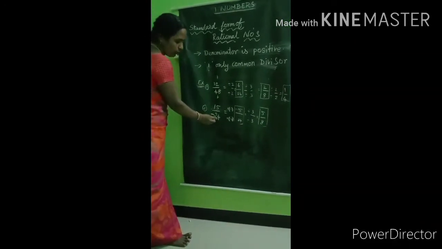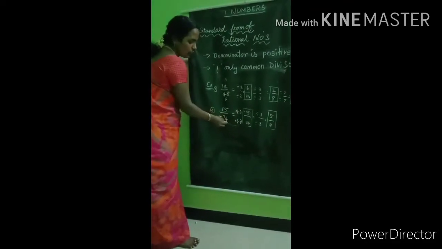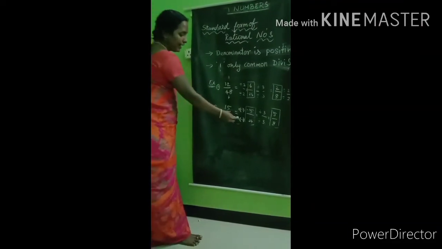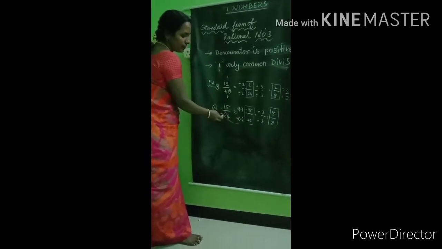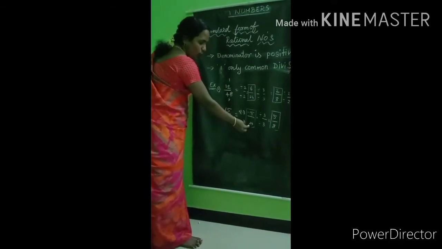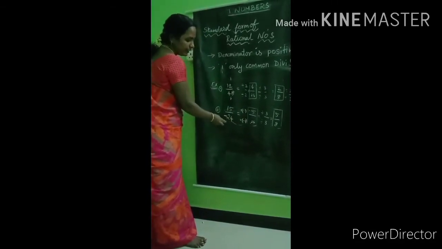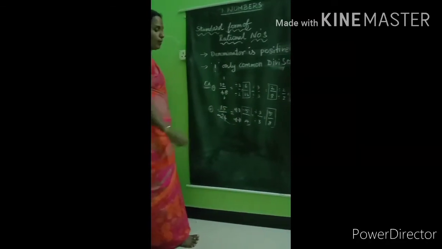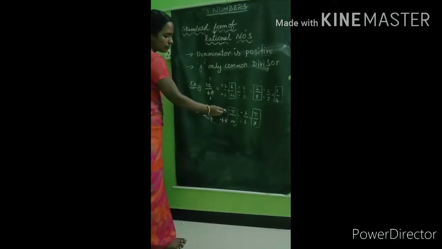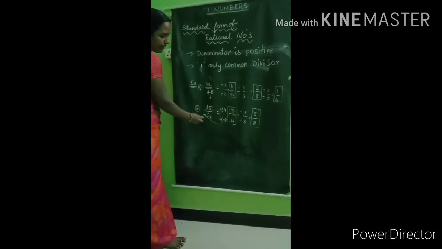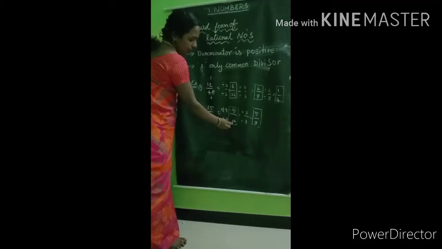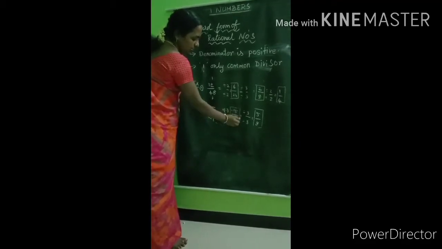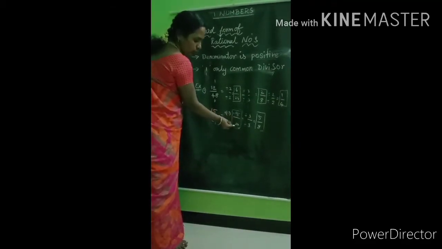So 24 multiplied by 1 is 24 only. A negative sign multiplied with a negative gives a positive. Not only the denominator, at the same time we multiply that minus 1 with the numerator also. So 15 into minus 1 is equal to minus 15. Minus 24 into minus 1 equals plus 24. Our quotient changes to minus 15 by 24.